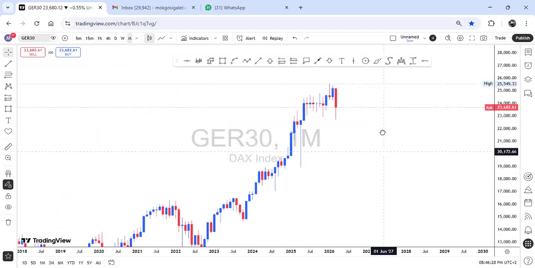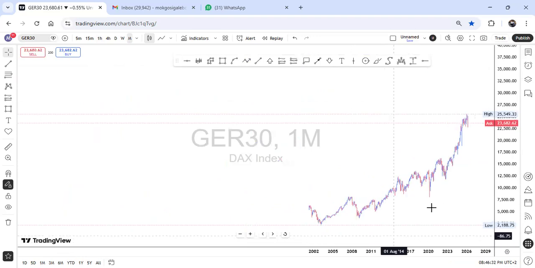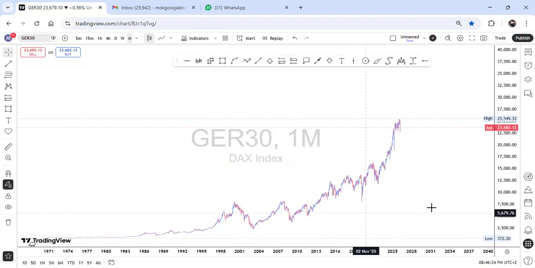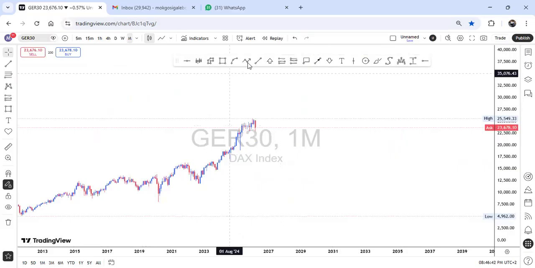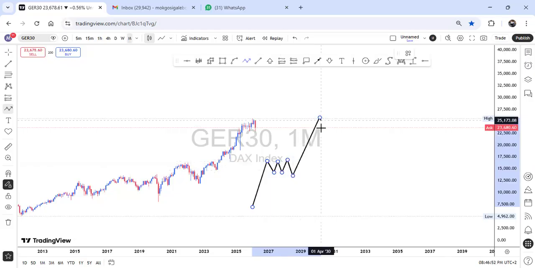So we are looking at GER30 on a monthly time frame. We know that GER30 is an index and it's a buy market. So what they are trying to do here, remember one concept: the market does not trend each and every time. The nature of the market: our first phase is impulsive, our second phase is corrective, another phase is impulsive, another phase is corrective.